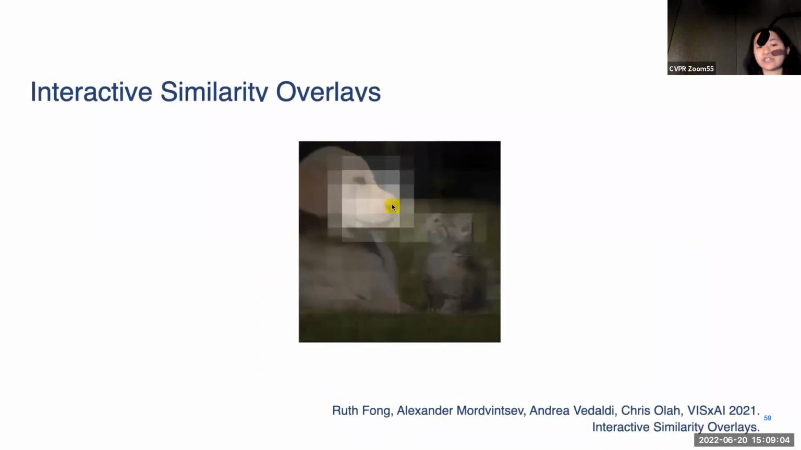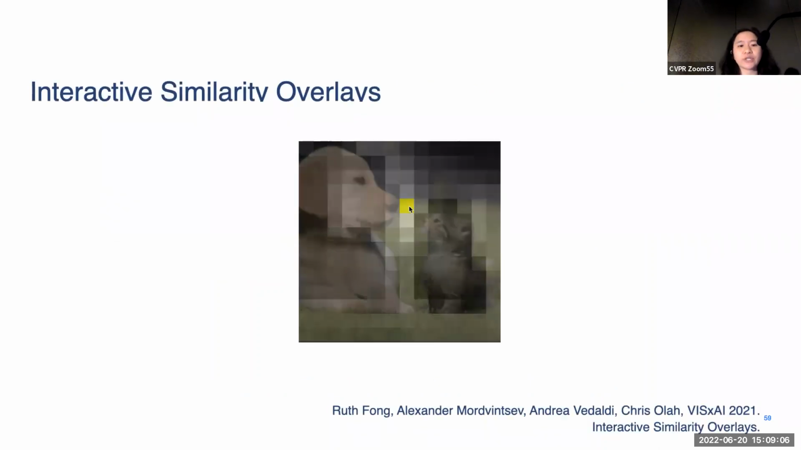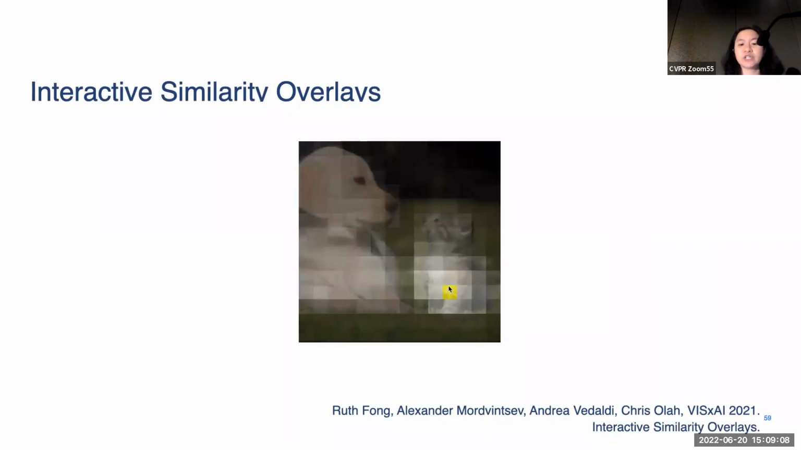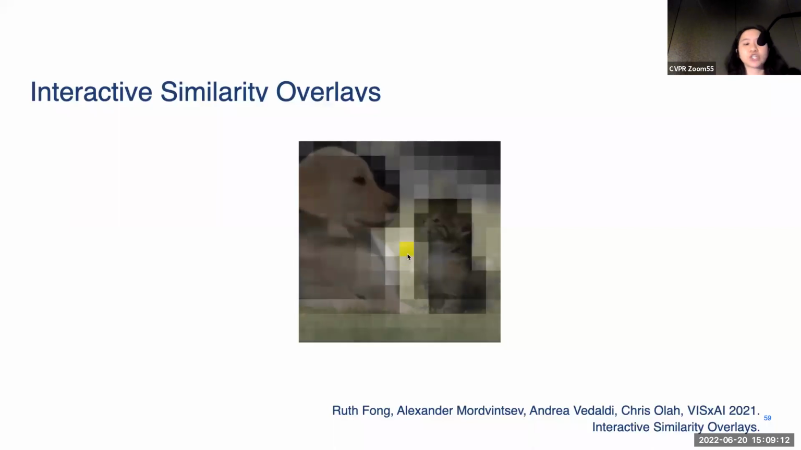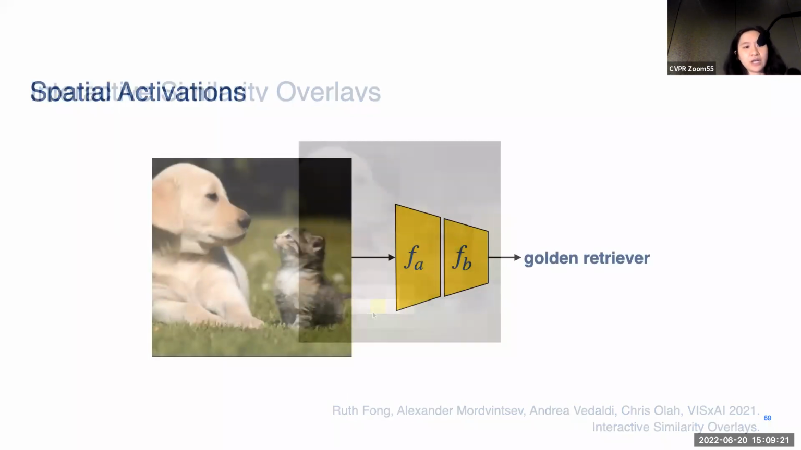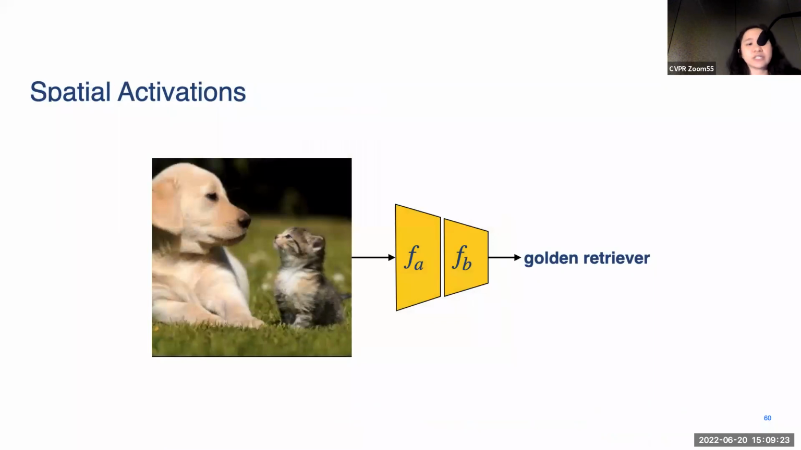So our first visualization is interactive similarity overlays. Here, as we hover over an image, we dynamically render an overlay that shows how similar other image patches are to the current image patch highlighted in yellow. Lighter patches are more similar, while darker patches are less similar to the current image patch.